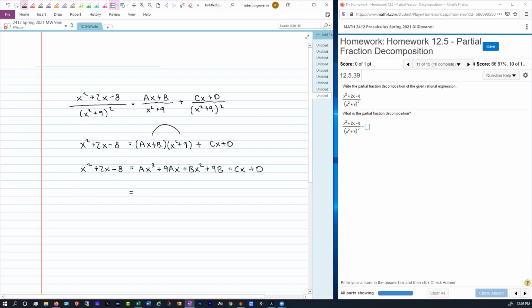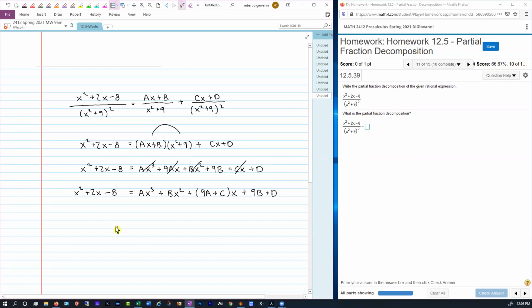Okay, gather my like terms together. And let's see, x cubed, so I only have one x cubed, okay. X squared, I only have one, bx squared. Okay, x's, I do have a few. Let's see, I have 9ax, so 9a. And then I have a cx, so plus c, that's my x's. And then the number by itself, or the things without x, is 9b plus d.